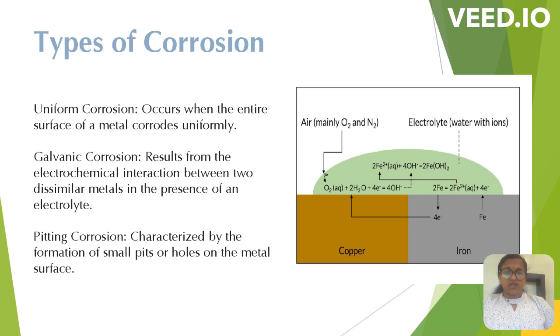Types of corrosion. There are many types of corrosion, some of which include uniform corrosion, galvanic corrosion, and pitting corrosion. Uniform corrosion: when the entire surface of metal corrodes uniformly, it is called uniform corrosion. Galvanic corrosion results from the electrochemical interaction between two dissimilar metals in the presence of an electrolyte, as we see in the image. Pitting corrosion is characterized by the formation of small pits or holes on the metal surfaces, which involves the settling of dust particles on the metal surface and leads to corrosion.